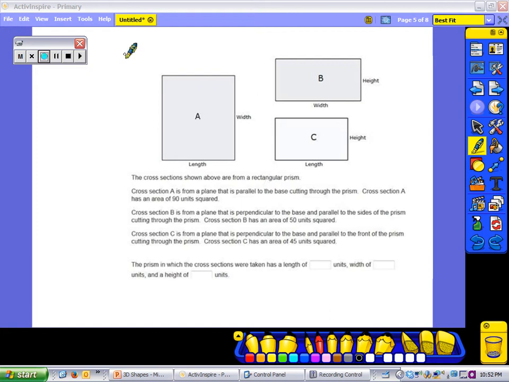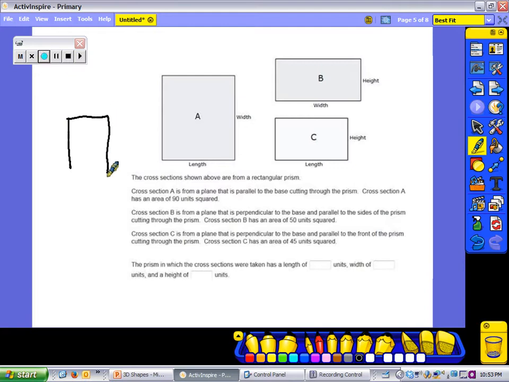Okay, here is part 2 of 3D figures, and it starts off with the cross sections shown above are from a rectangular prism. So I'm going to go ahead and draw in my rectangular prism. Okay, cross-section A is from a plane that is parallel to the base, cutting through the prism. Cross-section A has an area of 90 units square.